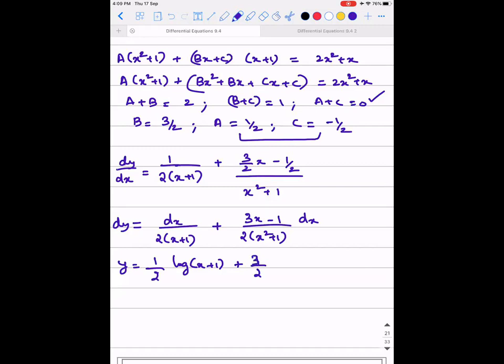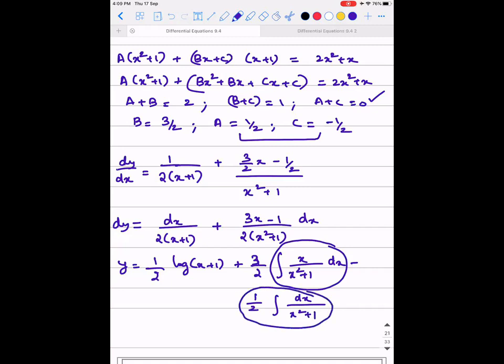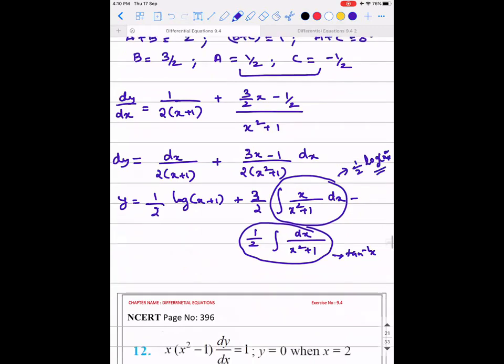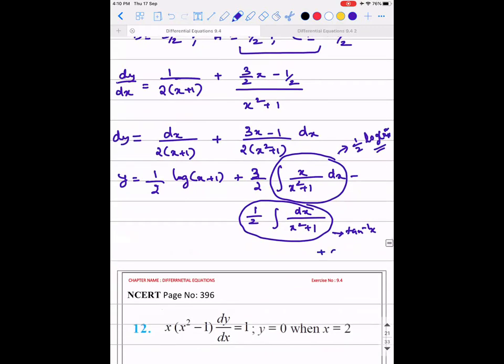Or we can write it as 3 by 2 into integral of x divided by x square plus 1 dx minus 1 by 2 into integral of dx divided by x square plus 1. So for this thing, if you take the denominator as t, numerator will be dt by 2. Then we can solve. So what will happen to integral of 1 by x square plus 1? This will be tan inverse x. For this one, you should get 1 by 2 into log of x square plus 1. This part I'm leaving it to you. So this will be the required differential equation.